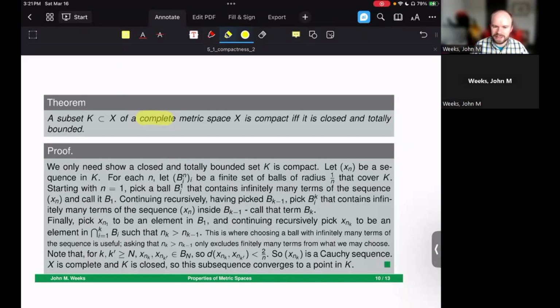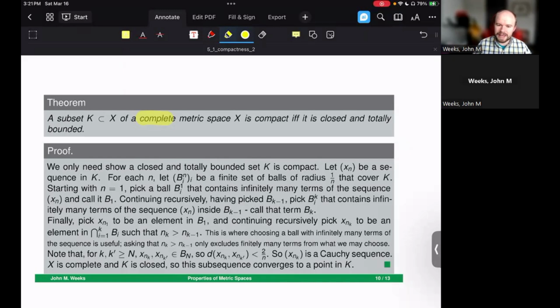We only need to show that a closed and totally bounded set is compact because we've done all of the rest of the stuff in the previous propositions. So let's take x of n to be a sequence in K. For each n, let's take a finite set of balls of radius 1 over n that cover K.